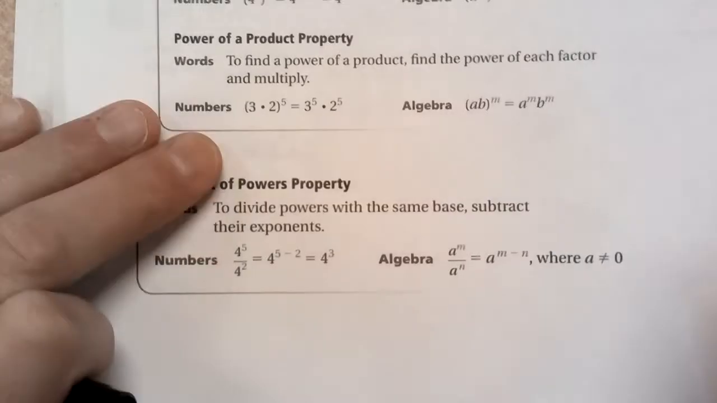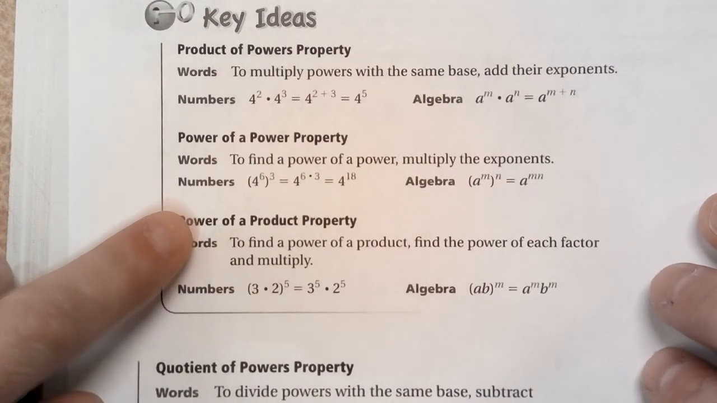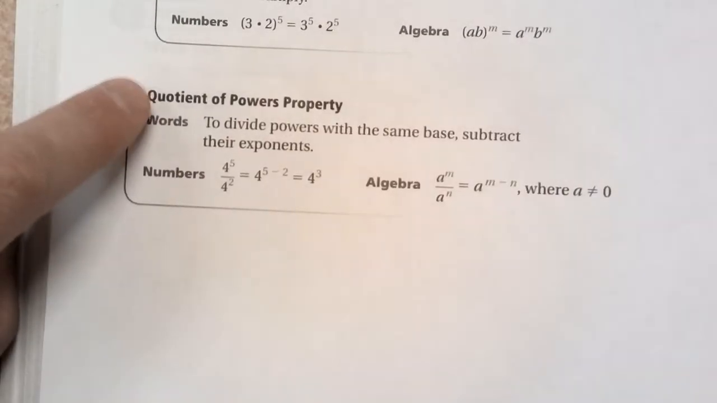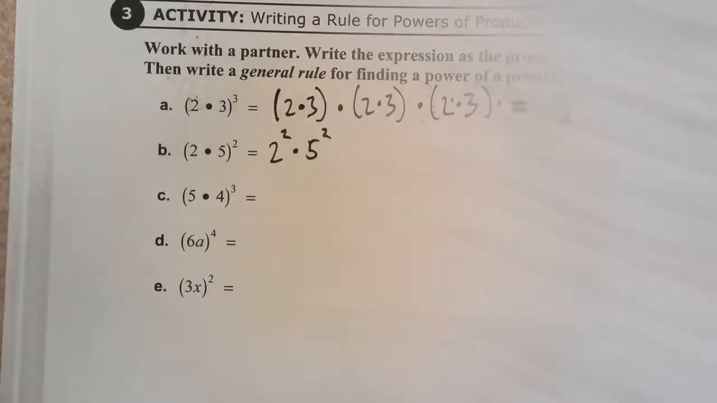And that is also part of our little cheat sheet here. The power of a product property, it's called. It's got a little example here as well. And then the last one, there is one more property of exponents, the quotient property, but we're going to look at that once we get to 10.3.